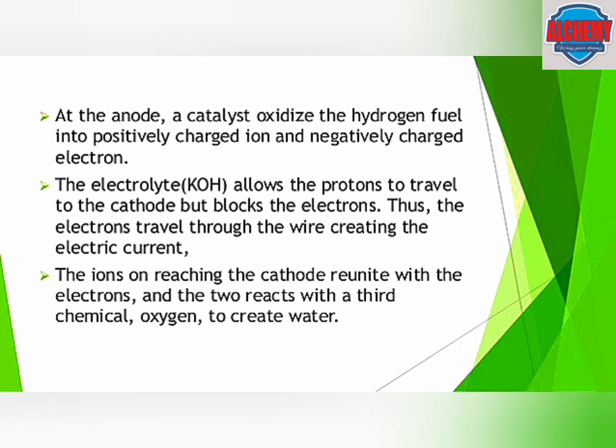At the anode, a catalyst oxidizes the hydrogen fuel into a positively charged ion and a negatively charged electron. The electrolyte potassium hydroxide allows the protons to travel through to the cathode but blocks the electrons. Thus, electrons travel through the wire, creating electric current. The ions on reaching the cathode reunite with the electrons, and the two then react with the third component, that is oxygen, to create water.